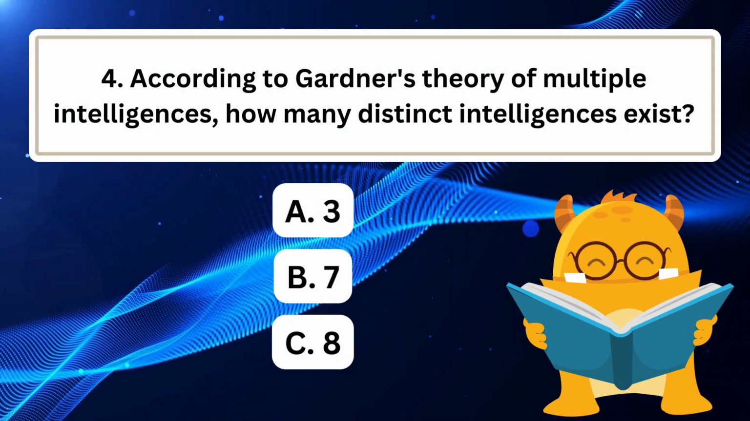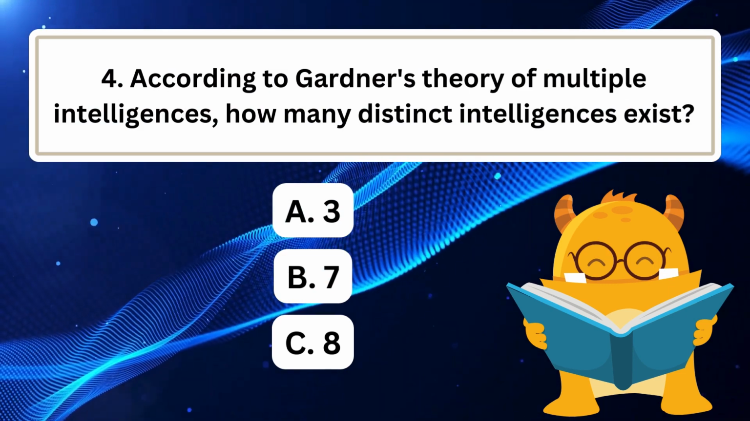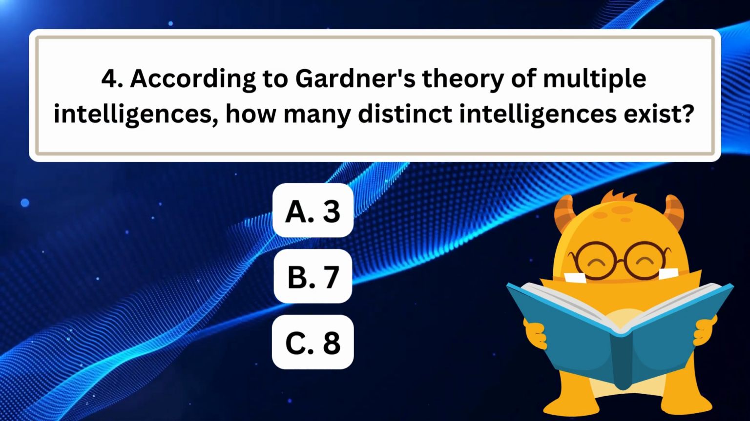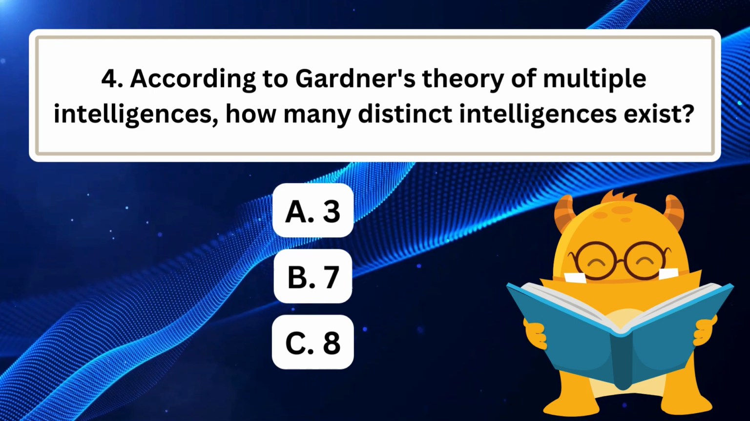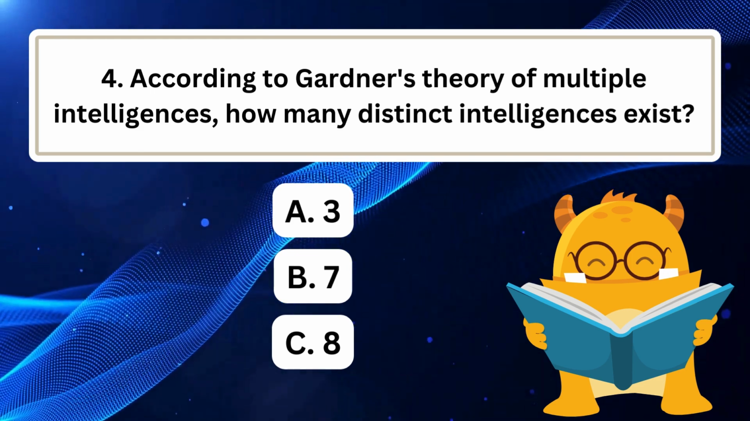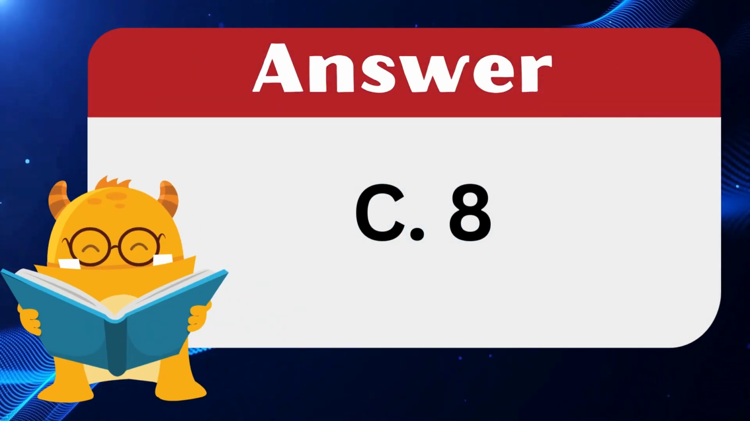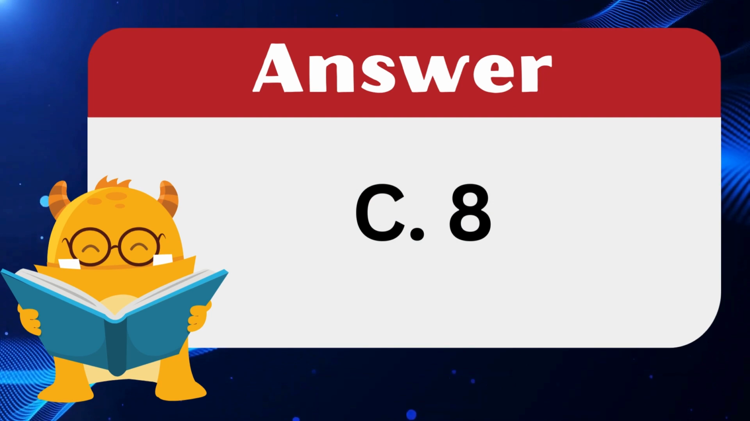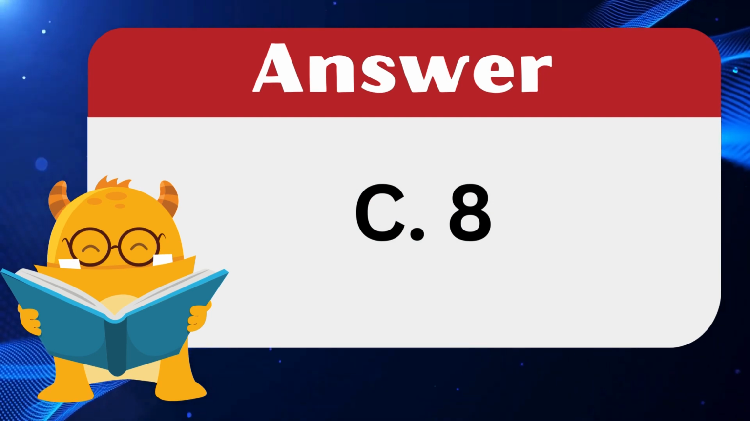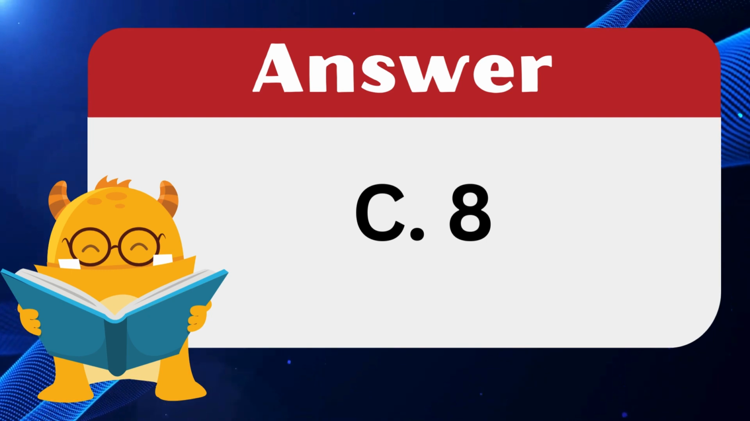4. According to Gardner's theory of multiple intelligences, how many distinct intelligences exist? A. 3, B. 7, C. 8. C. 8. Gardner proposed 8 distinct intelligences, including linguistic, musical, and spatial intelligence, among others.